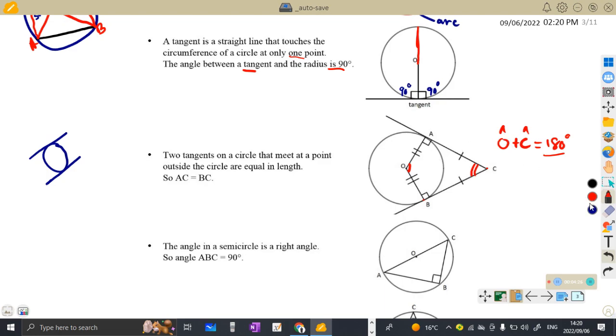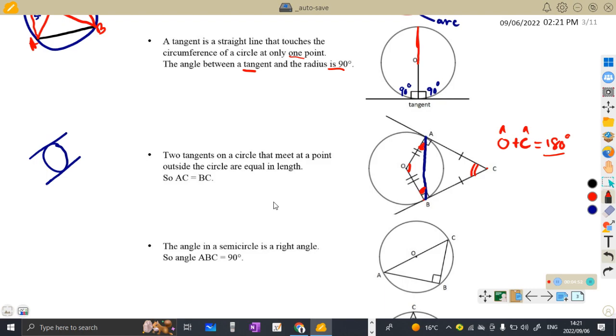Okay, and also the other thing that you're supposed to understand: if you join from A to B here, let's say you join from A going to B like this, you're going to create an angle at A, this angle that I'm indicating, and this angle that I'm indicating at B. These two angles are actually the same. This angle at B and this angle at A are the same from the isosceles triangle.